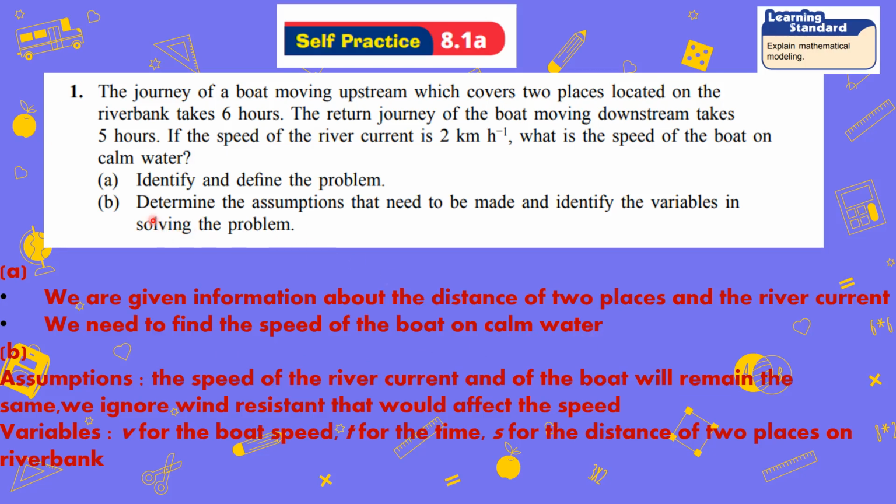Now for question B, determine the assumptions that need to be made and identify the variables in solving the problem. So the assumptions that we made are that the speed of the river current and of the boat will remain the same, and we also ignore the wind resistance that would affect the speed. And what are the variables involved? V for the boat speed, T for the time, and S for the distance of two places on the riverbank.